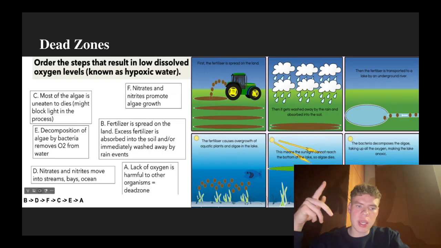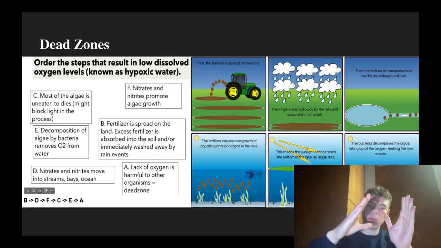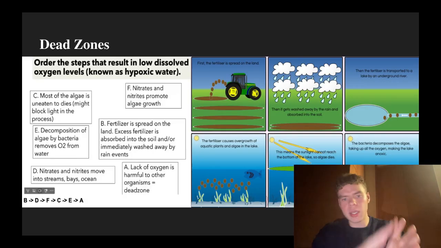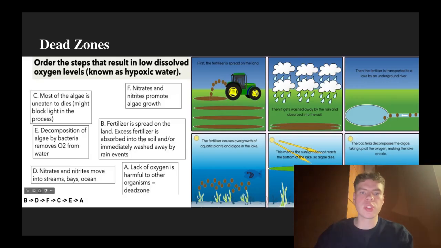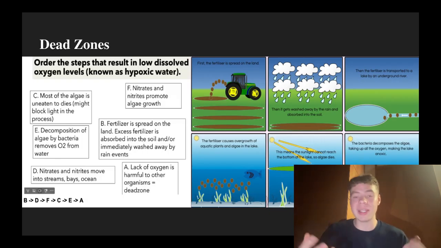But let's say, for example, all this excess nitrogen gets put on plants. It gets washed away into a source of water. That water absorbs all that nitrogen. That nitrogen goes down to the bottom of the water source, and it is absorbed by the plants down there. So say there's a lot of seaweed, a lot of algae in the ocean, that's going to absorb all that nitrogen and use it as energy.